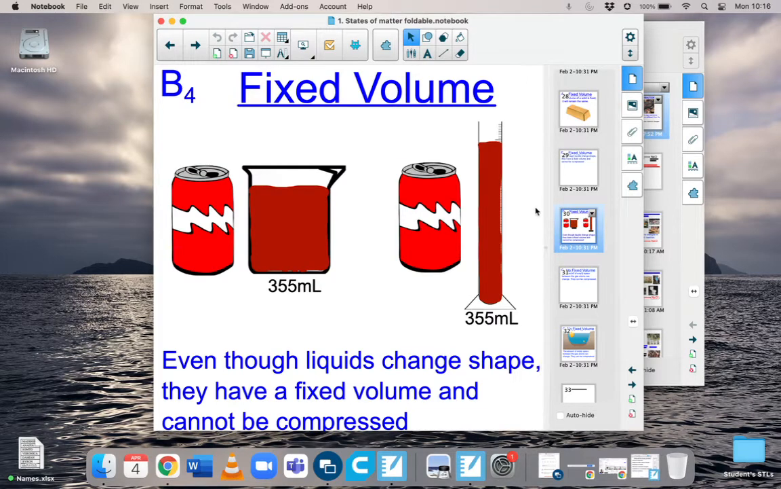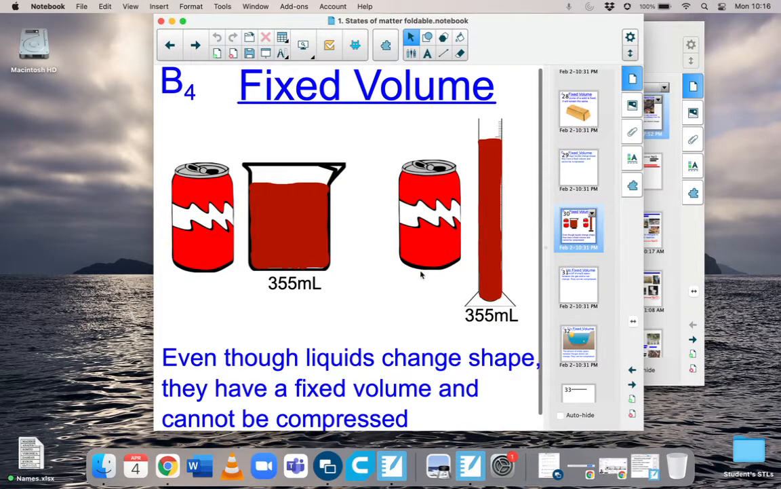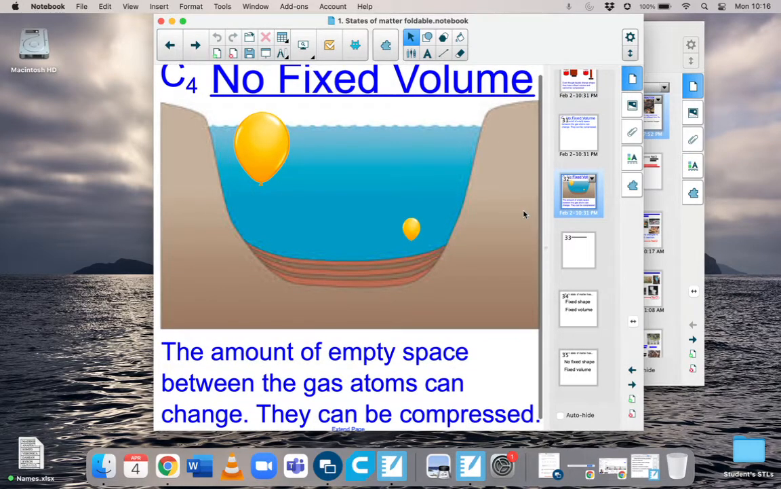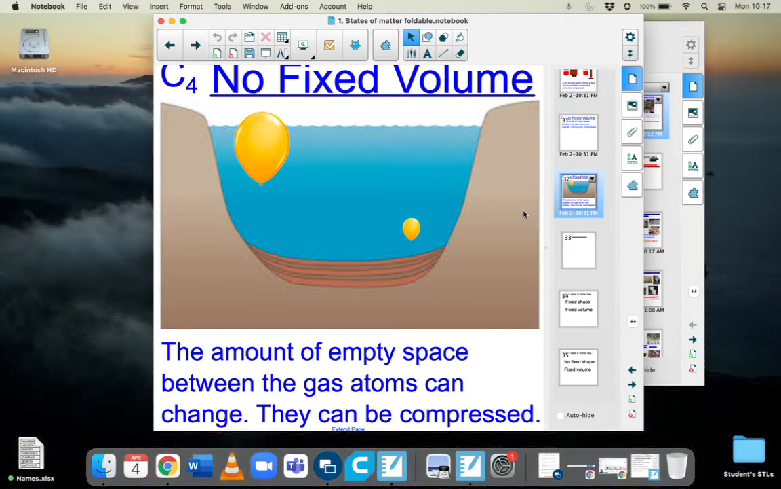The same thing with the liquid, right? Whether you pour a liquid Coca-Cola into a beaker or into a graduated cylinder of a different shape, it's going to have the same volume. It's still going to take up 355 milliliters of space. A gas, though, is the only one that does not have a fixed volume, because you can squeeze down the gas molecules so that they fit into a smaller space. Because there's so much space in between each of the atoms or molecules, you can compress that space.